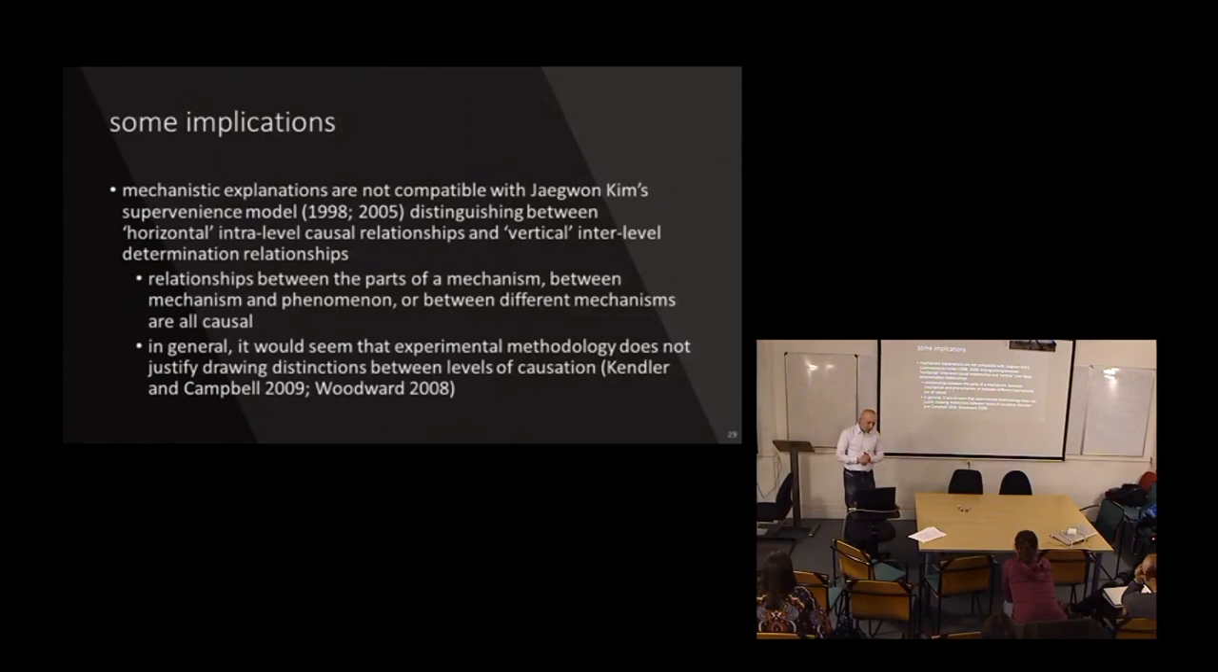So I'll skip to the possible implications. What are the possible implications? For example, mechanistic explanations, if we understand them under this causal interpretation, don't seem to be compatible with the supervenience model. Why? Because the supervenience model distinguishes between horizontal intra-level causation relationships and vertical or inter-level determination relationships. But it would seem that the relationships between the parts of a mechanism, between the mechanism and a phenomenon, or between different mechanisms are all causal. There's going to be a solely causal picture that follows. And in general, it would seem there is no experimental methodology to justify drawing this kind of distinction between levels of causation. There's a bunch of new papers on this.